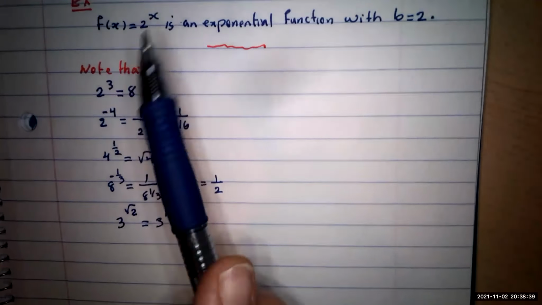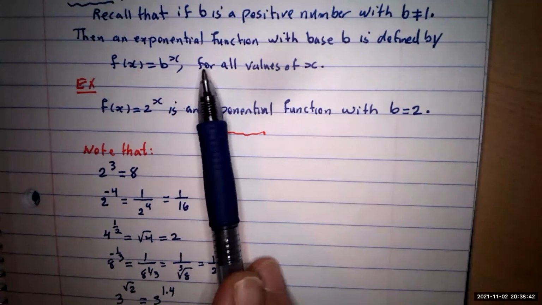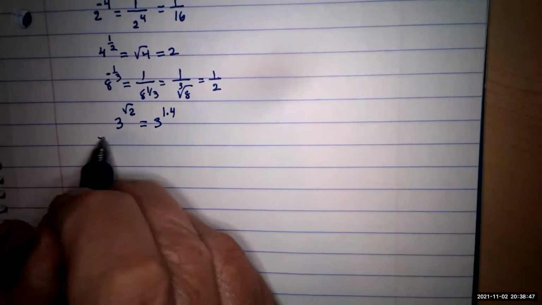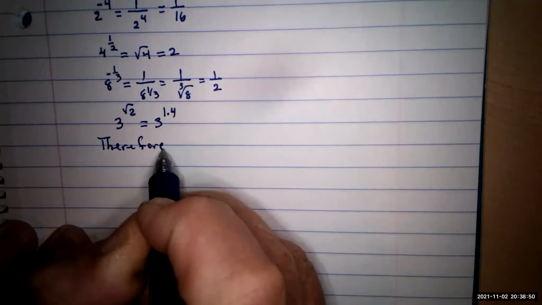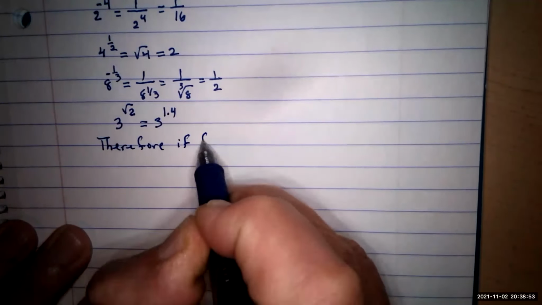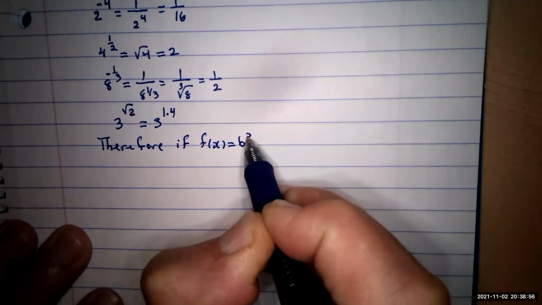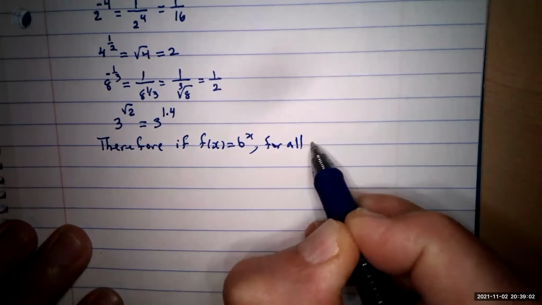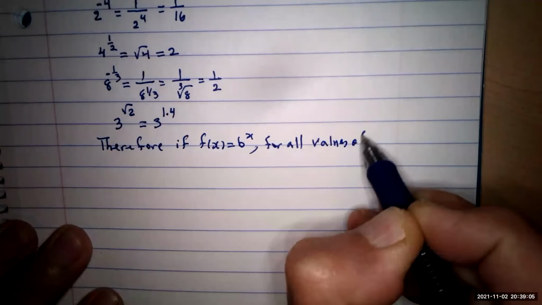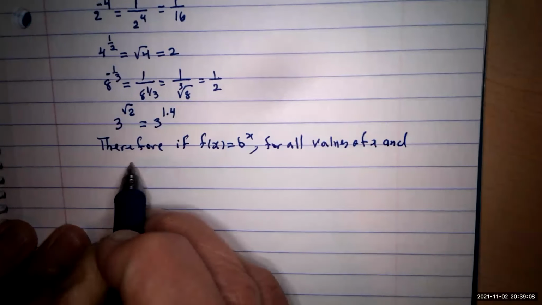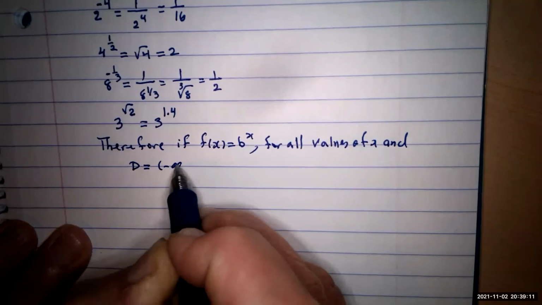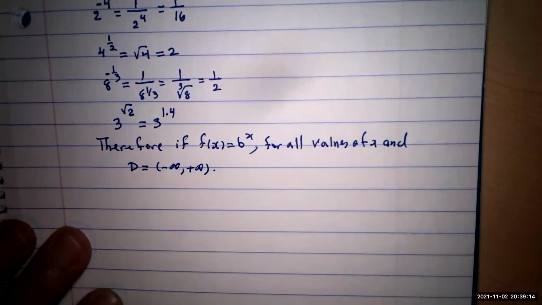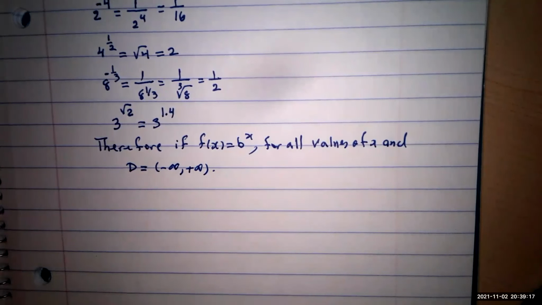So this means this function that we're going to use, b to the x, the domain of this function is going to be all real numbers. So therefore, that's very important for us: if f of x is equal to b to the x, it can be defined for all values of x, and the domain of this function is all real numbers. So that's why we like this. We like to use this function all the time.